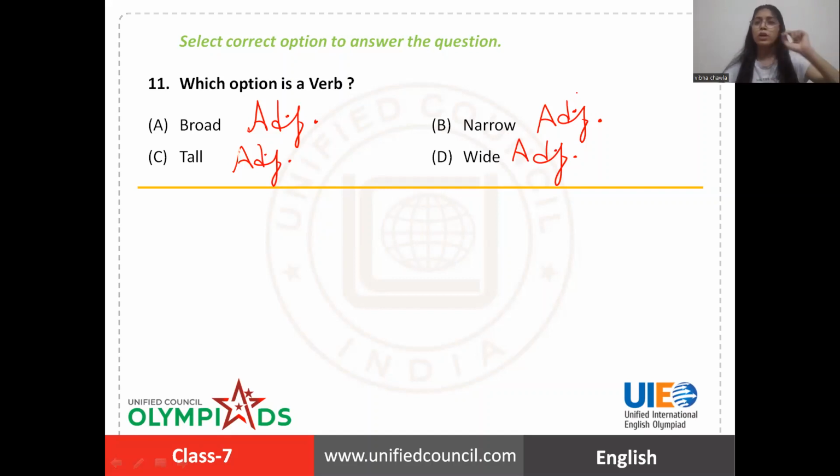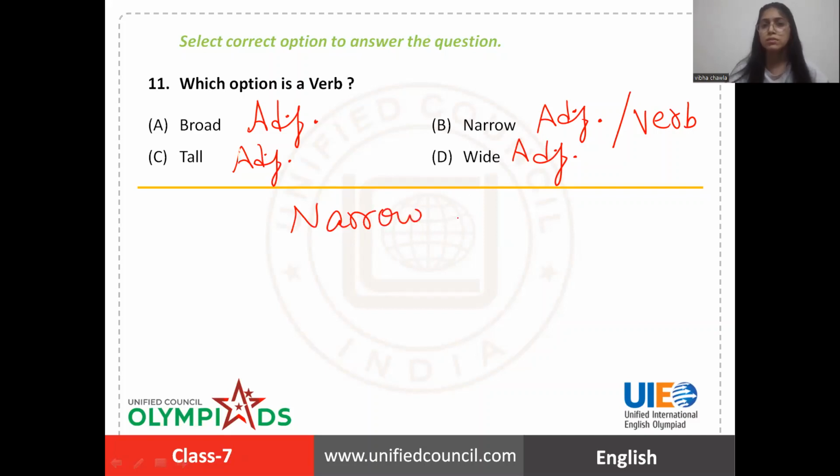But one of these options can be a verb also. Now we have to pick that option. And that option is narrow. Okay, narrow, no doubt, is an adjective as in narrow street.